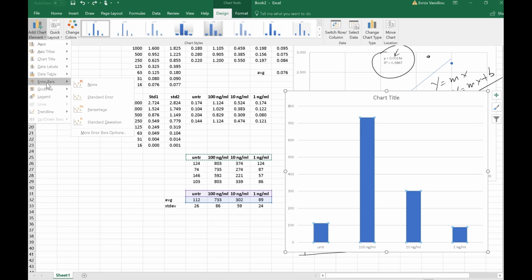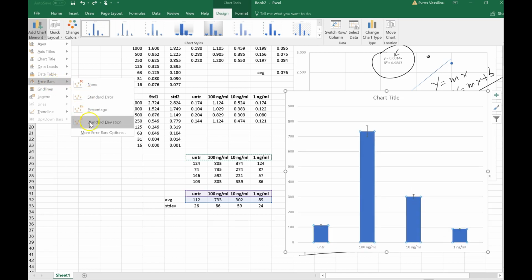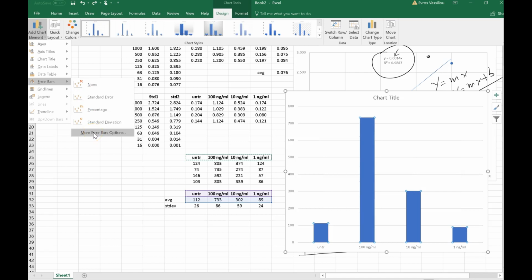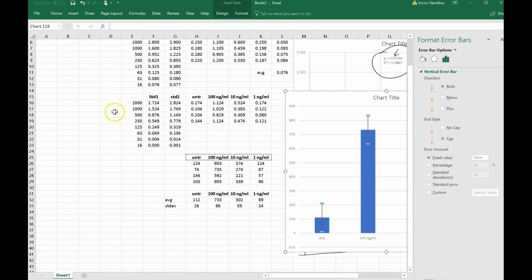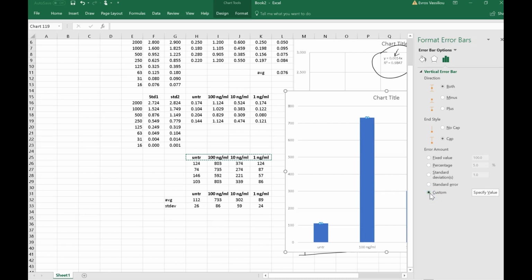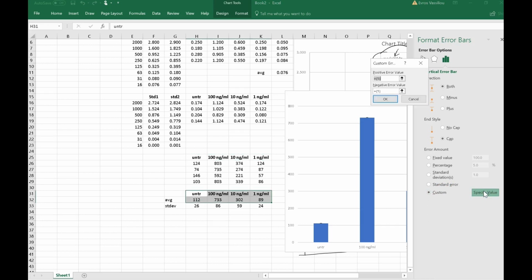The error bars would give you a sub-menu, and I want you to select more error bar options. On your right hand side, go all the way to the end and say, I want to do a custom one. I want to tell it which are my standard deviations, my standard errors. And you say specify. Click on the specify. Now it's asking you, where are those standard deviations you want me to put on your bars? Click on the arrow and highlight your standard deviations.